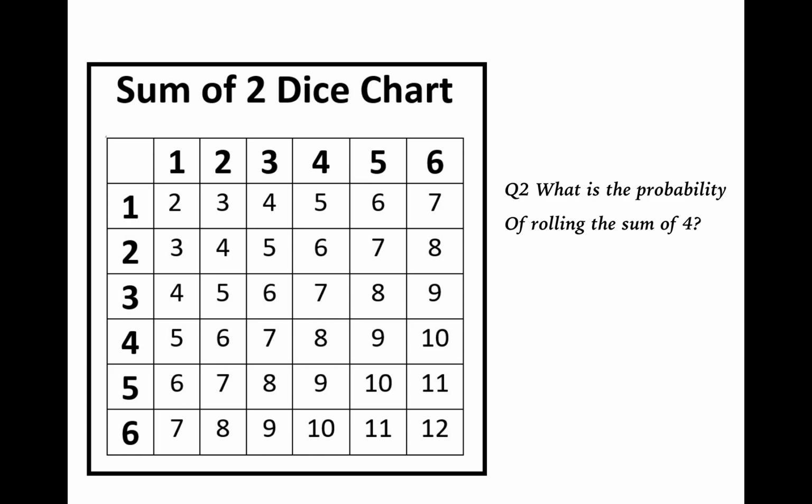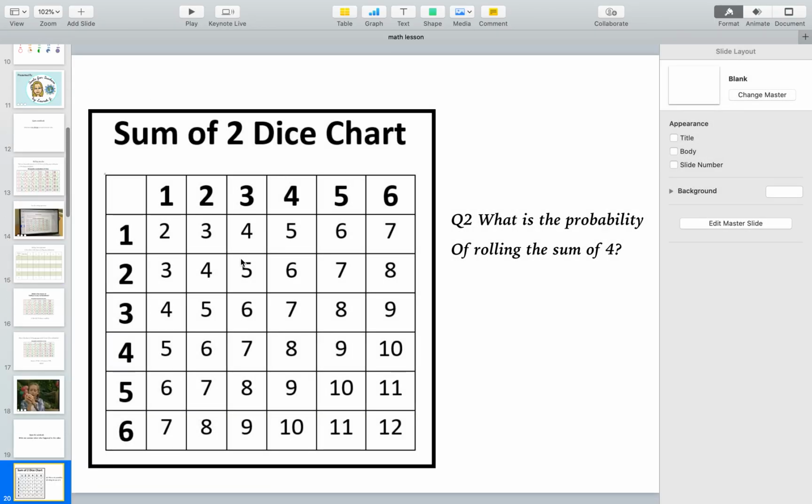Now, we're going to look at the sum of two dice chart. The first question is, what is the probability of rolling the sum of 4? So if you look at this table, I will get out of this and I will show you what I mean. So, sum of two dice chart.